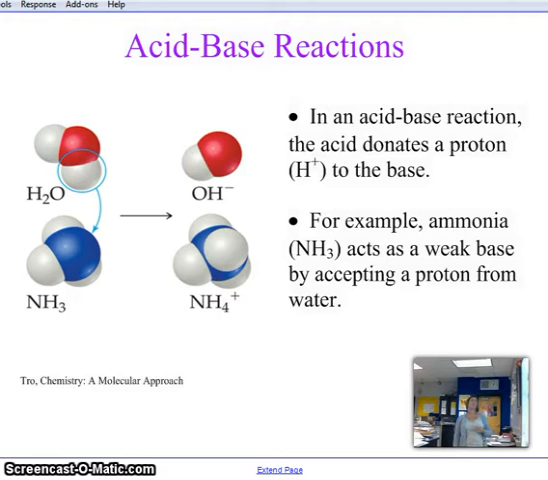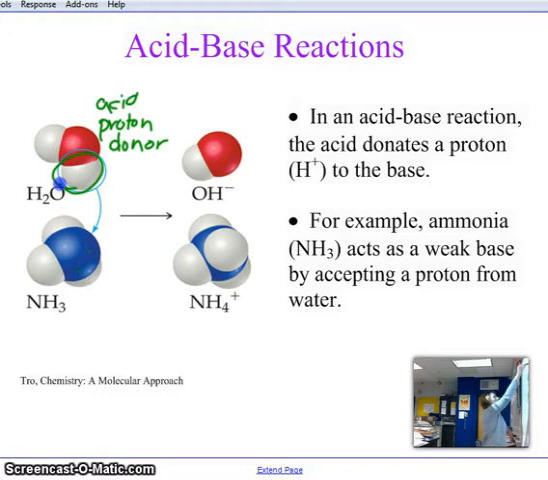Again, this is just another idea of a Bronsted-Lowry acid or base. The acid is the proton donor, the base is the proton acceptor. So since water here lost the proton to NH3, water is the proton donor and serves as an acid in this reaction. And NH3 accepts the proton and becomes NH4. It's the proton acceptor. It's the base.